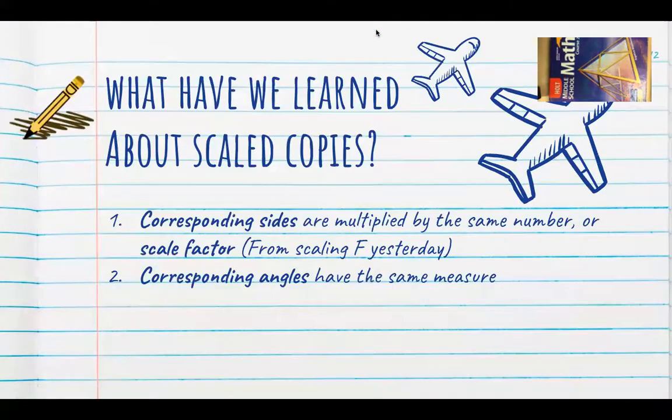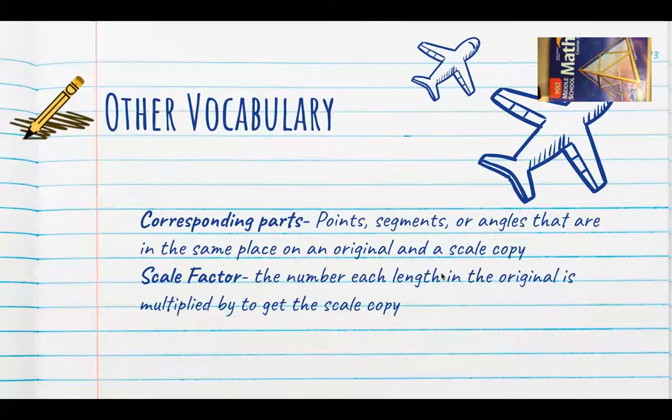All right. So what have we learned today about scaled copies? We talked about corresponding sides, which from yesterday, they have to be multiplied by the same number, which is also called the scale factor. And then we talked about corresponding angles in a scaled copy. They have to have the same measurement. And then other vocabulary we've talked about today, we have corresponding parts, which are points, segments, or angles that are in the same place on an original and a scale copy. And we've also talked about the scale factor, which is the number that you multiply by for each length to get that scaled copy. All right?